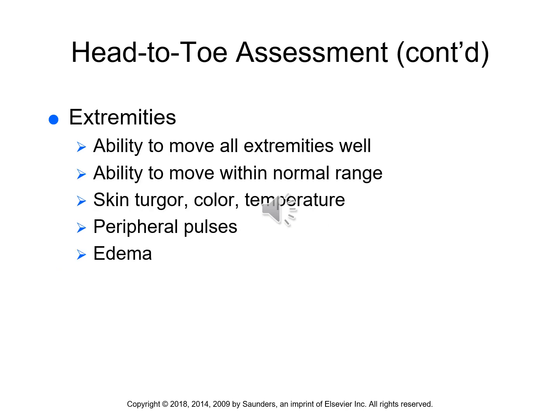So we should be assessing their extremities. You know, how well can they move their extremities? What's their skin like? What's the skin turgor like? Is it good? Poor skin turgor could indicate dehydration. The color, the temperature, peripheral pulses. Remember, we said what are all of our peripheral pulses? Make sure you remember, you've got to identify them. So where can you feel a pulse?